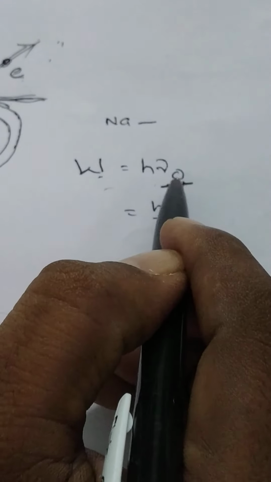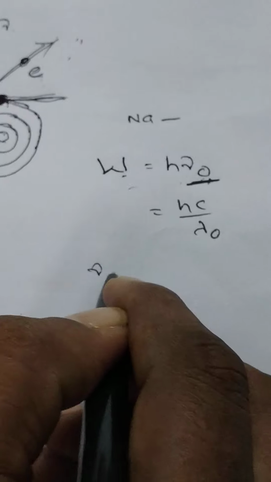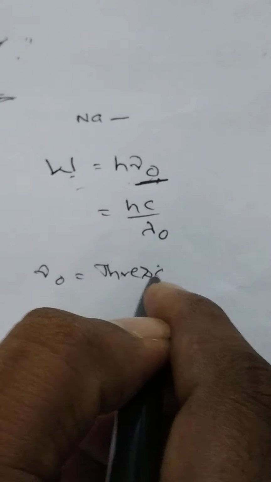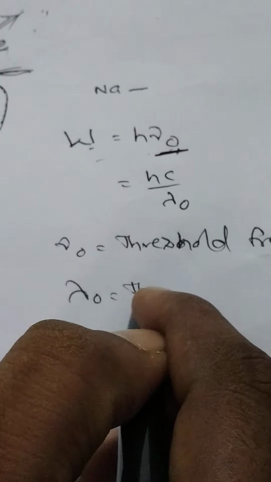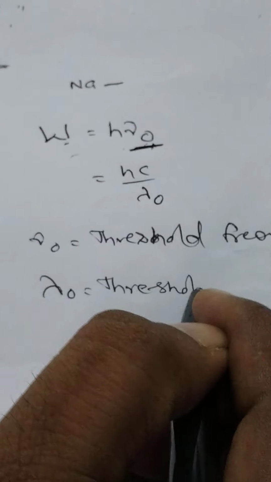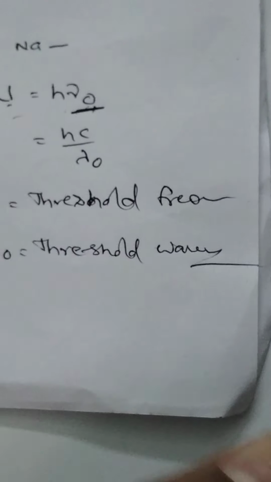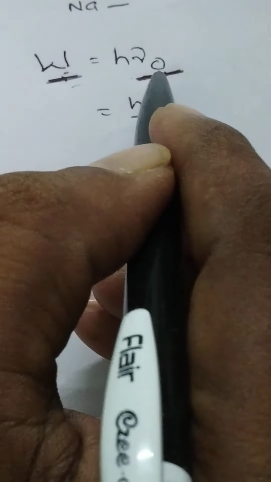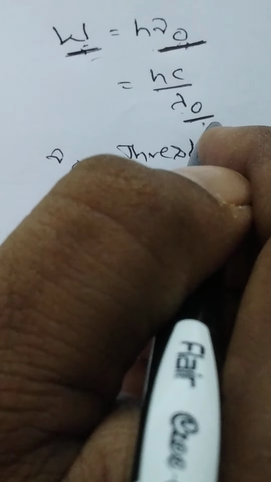Here nu naught is the minimum frequency, which is called the threshold frequency, and lambda naught is the threshold wavelength. Here, if W is minimum, lambda naught is maximum. Nu naught is minimum, lambda naught is maximum because it is in the denominator. Nu naught is known as the threshold frequency and lambda naught is the threshold wavelength.